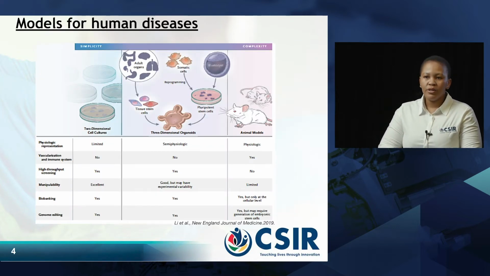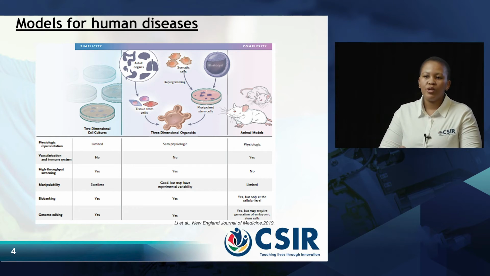Now, there are different models that have been established for modeling different diseases, and the first one is the simplistic one, which we call two-dimensional cell culture modeling. And there's also the use of animal models such as mouse models, but those do not faithfully recapitulate what we call a phenotype that is observed in humans. Therefore, mini organs, or organoids, are now used to model those diseases and to actually see the phenotype that is observed in humans.